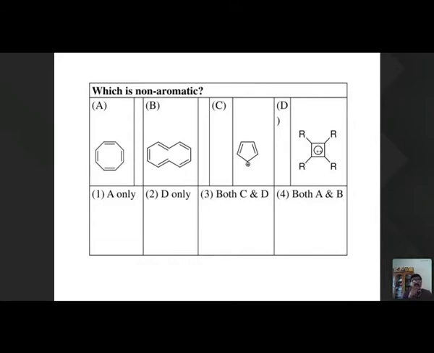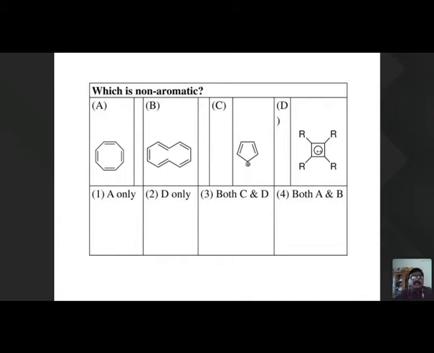Option A, it is what? Cyclooctatetraene, it's supposed to be anti-aromatic, but it is non-planar, therefore it is non-aromatic. And the second, it is supposed to be aromatic, 10 annulene, but because of the inner hydrogen-hydrogen interaction, it is not planar, because planarity is a very important requirement for a compound to be aromatic. Then only it can sustain the induced ring current.